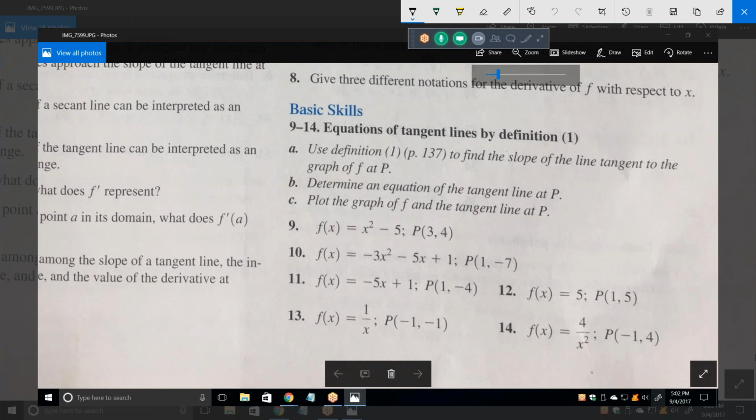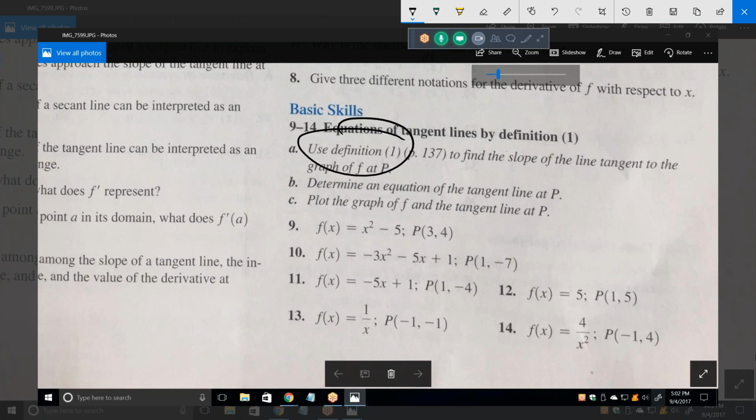Definition number 1 for, first of all, slope of the line tangent and first derivative mean the same thing. So what they're asking for is the first derivative of this function, x squared minus 5, at that point. Now, I always have mixed emotions here as to how to proceed at this point with a student, because this actually tells you, use definition 1.